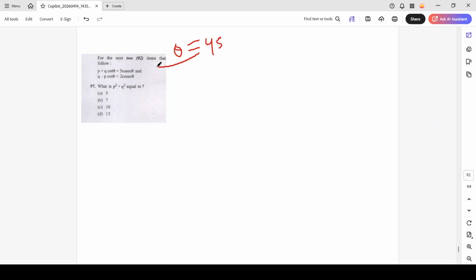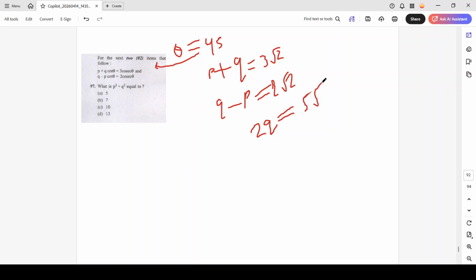So here if I put theta is 45, what will it become? Cot theta is equal to 1, then P plus Q will become 3 root 2, and here Q minus P will become 2 root 2, because cosec theta is equal to root 2. If I just add these both, then P cancels out P, and 2Q becomes 5 root 2.